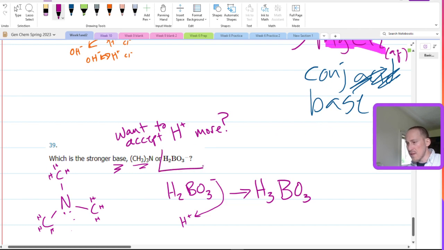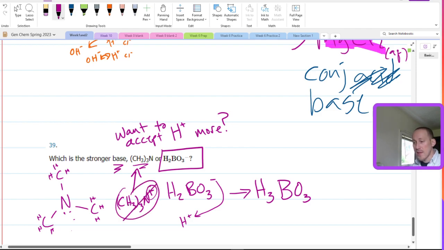So I think that this is going to be the stronger base, because if this acts as a base, then you end up with N(CH3)3H plus. You end up generating a charge, and that's bad. I mean, that's not stable, I should say. Whereas here, we started with a charge and we got rid of it, no charge there. So that became more stable.